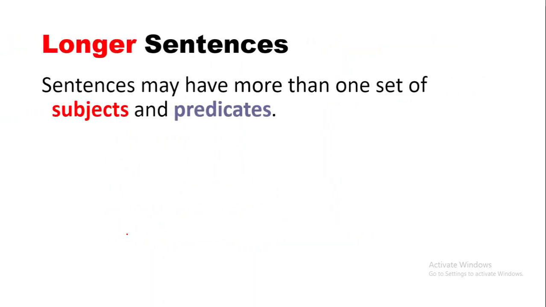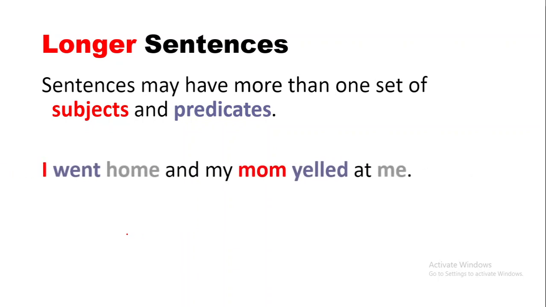Now, there can be some longer sentences. Sentences may have more than one set of subjects and more than one set of predicates. For example, when you say I went home and my mom yelled at me, that is a longer sentence where this is the first set of subject and predicate, and that is the second set of subject and predicate. In the next lecture we will talk about the types of sentences, and there this concept will be cleared.